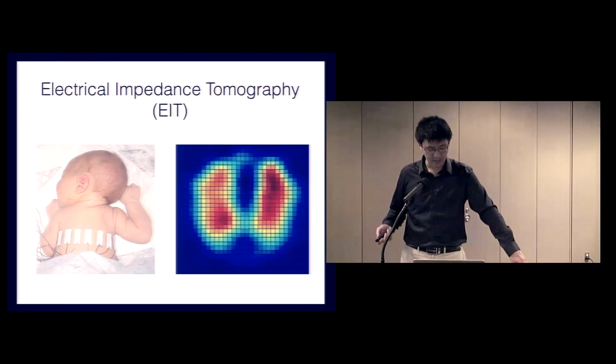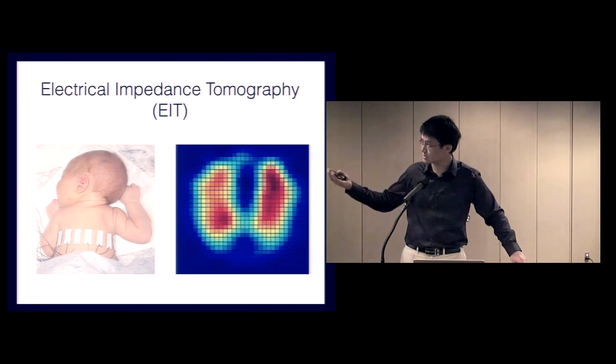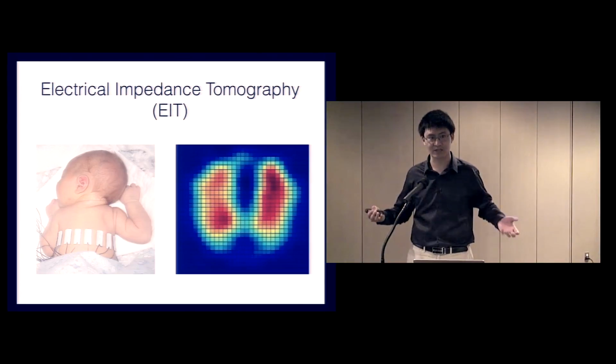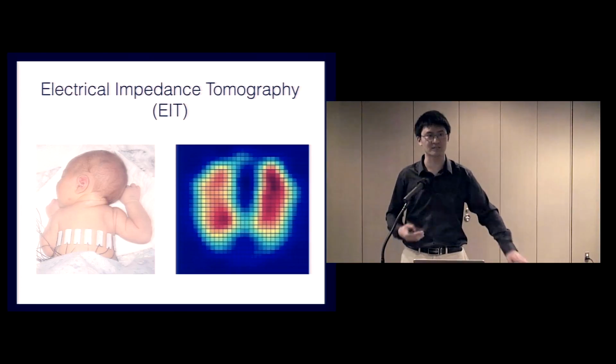So with EIT, you stick an array of electrodes around the object to be measured. Here, we're sticking electrodes around a baby's chest. Current passes between those electrodes, and measurements are taken to determine the internal impedance distribution, from which you can then infer the internal structure. Here, we're measuring the baby's lung cavity because the lung has a higher impedance than that of the surrounding tissue. This allows us to measure respiration in this case.